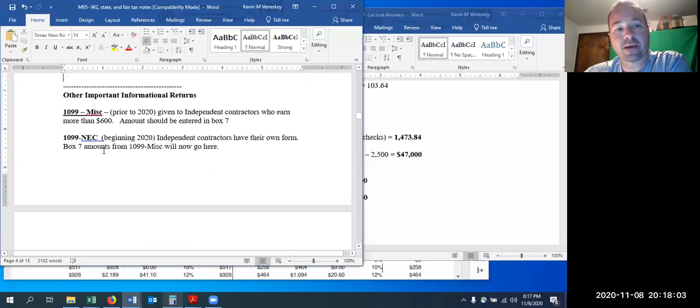All right, some other important informational returns that go out to different people for making different amounts of money. The 1099 miscellaneous compared to a brand new form. Notice it's just coming out in 2020 for tax year 2020. So this will be the first year that it's actually sent out, or that it should be sent out, if the people know about the change. It's called the 1099 NEC. This is what's going to go to any independent contractors.